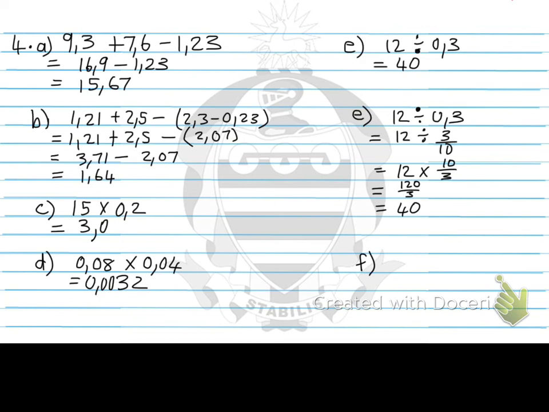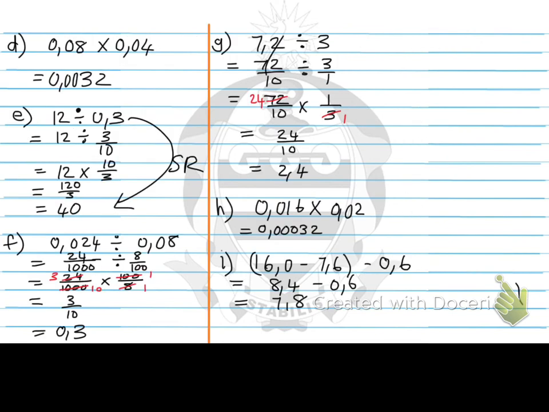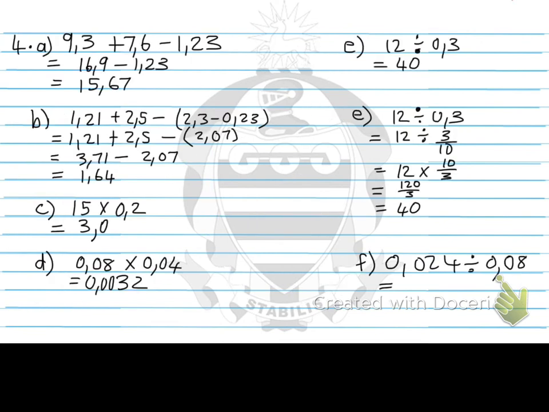Number F is 0,024 divided by 0,08. And that I can also do by making it common fractions, and I get 0,3, or I can just do it with my calculator directly.